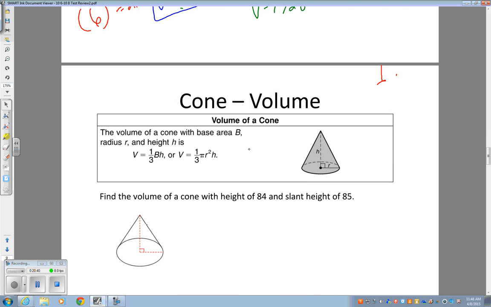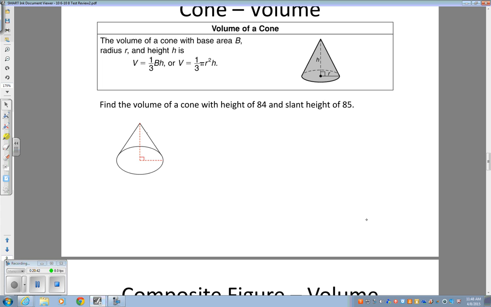All right, so let's talk about this, and then I'm going to pass back quizzes, because this was the type of problem that was missed on the quiz. Okay? This was the type that was missed. All right. Well, it's kind of like that. To find the volume of a cone, it's base times height divided by 3.